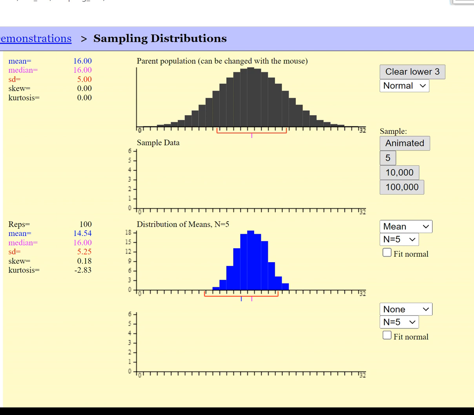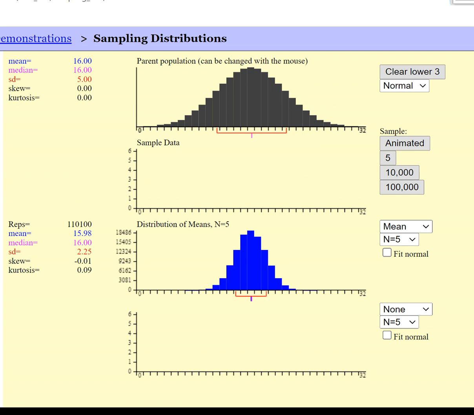And those of you who know about sigma over root n can work out what the standard deviation should be here, because we should be getting 5 over root n. So sigma over root n, sigma's 5, n is 5, so we should be starting to get a standard deviation of around 2.23. Let's see if I can get up to that. If I take 10,000 samples, which I've done by pushing the 10,000 button, I can now see my standard deviation is at 2.3, and it's very normally distributed.